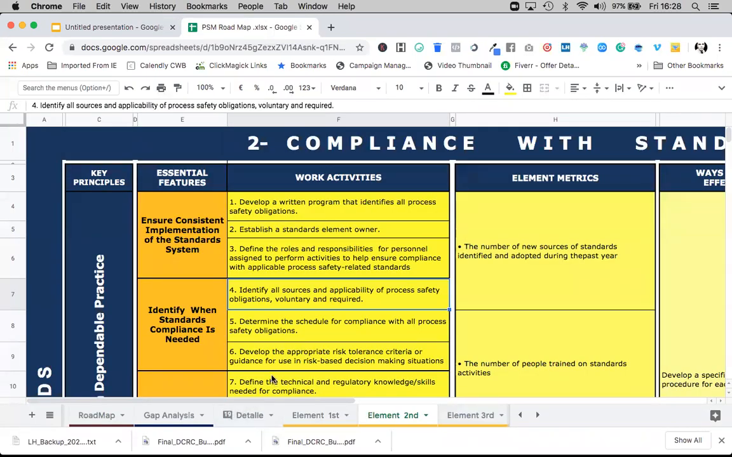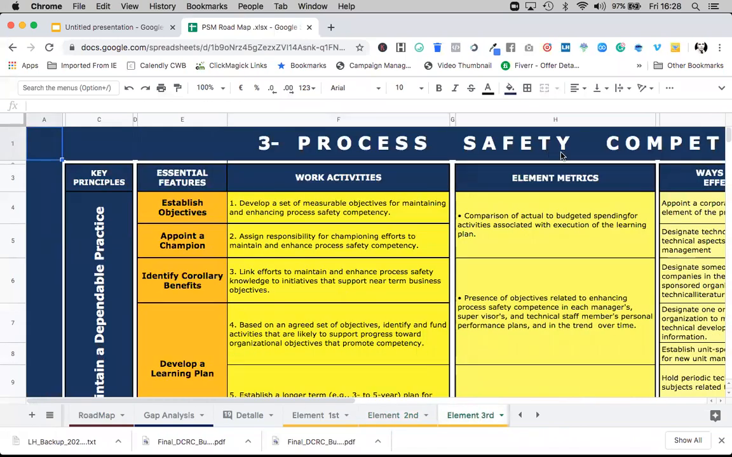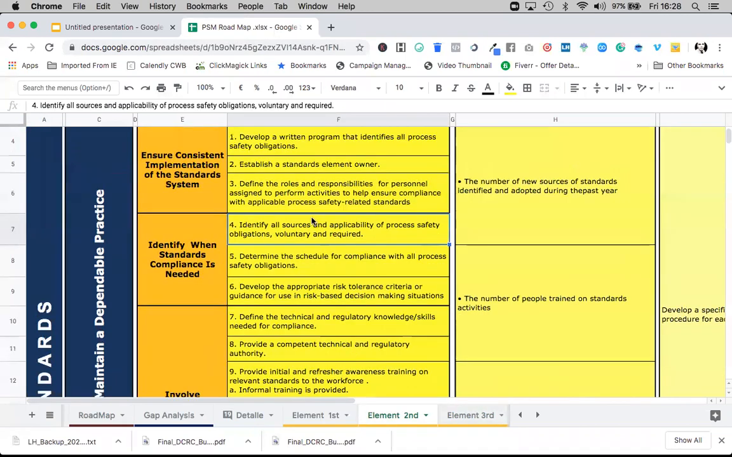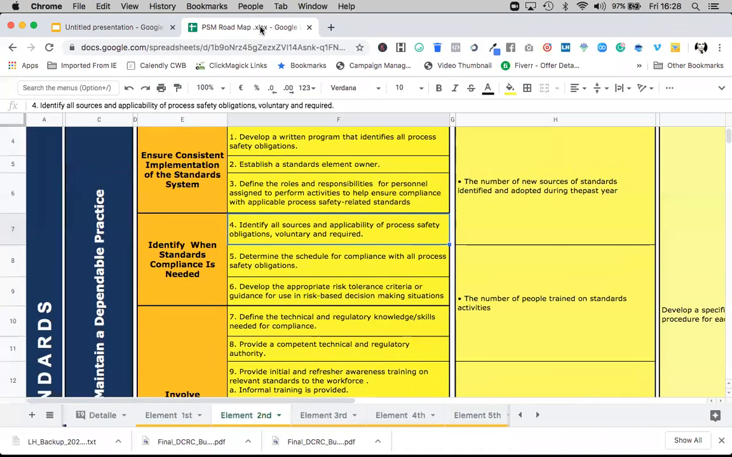Let's see what element three is. Element three, process safety competency. We need people competent before we talk about element seven or six. Just let me check here. Element six. So this is just to give you an example.